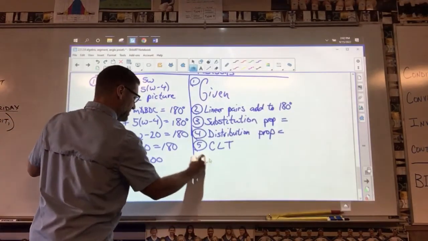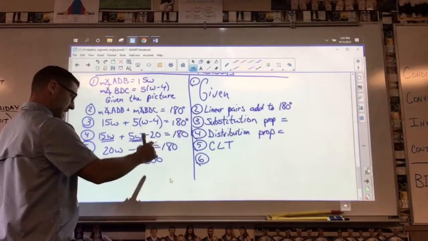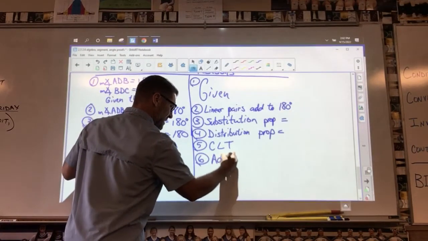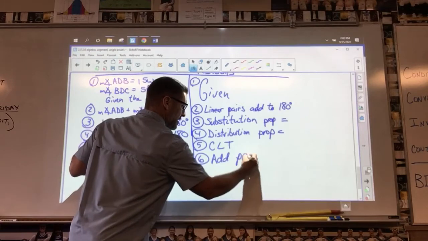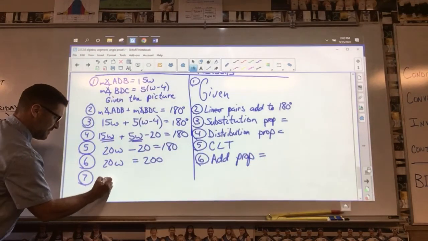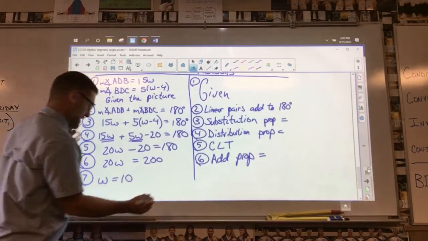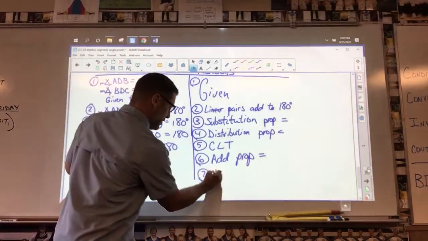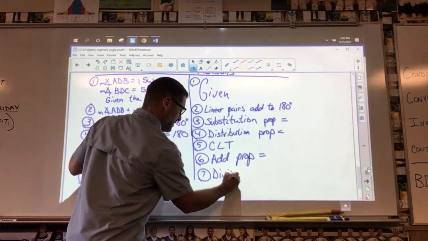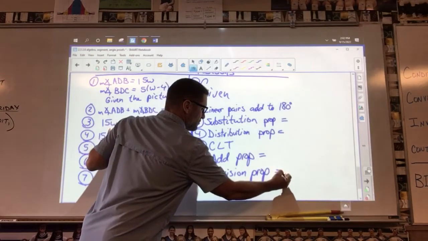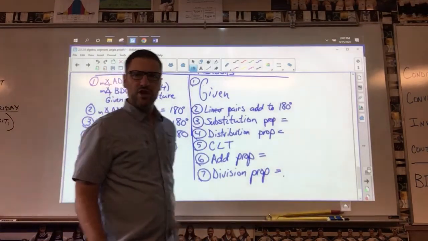Step number 6, what I did from there to there was I added 20. So that's the addition property of equality. And then step number 7, I got my W value is equal to 10. And on step number 7, I used division property of equality. All right. That's the notes from chapter 2.5.